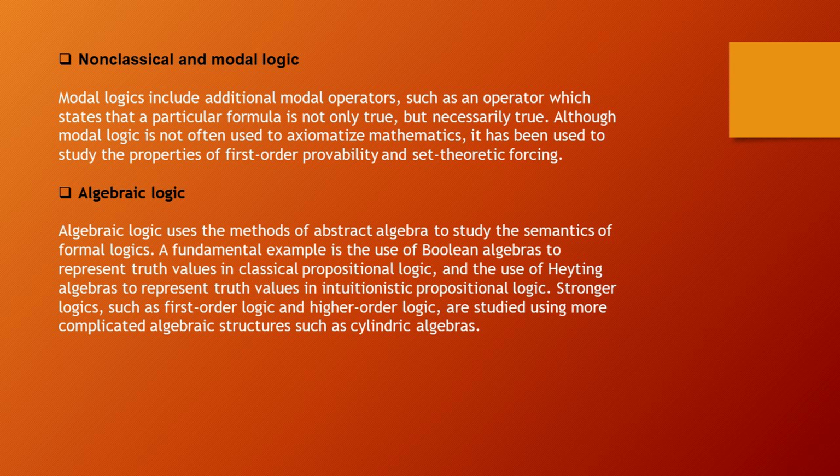And lastly, algebraic logic. Algebraic logic uses the methods of abstract algebra to study the semantics of formal logics. A fundamental example is the use of Boolean algebras to represent truth values in classical propositional logic, and the use of Heyting algebras to represent truth values in intuitionistic propositional logic. Stronger logics, such as first-order logic and higher-order logic, are studied using more complicated algebraic structures such as cylindric algebras.